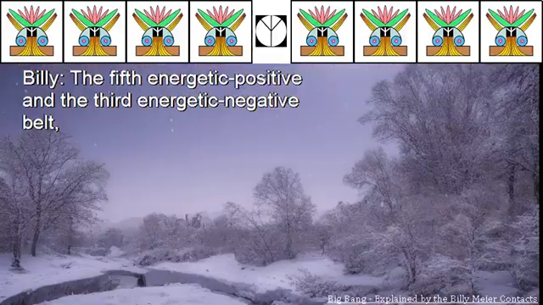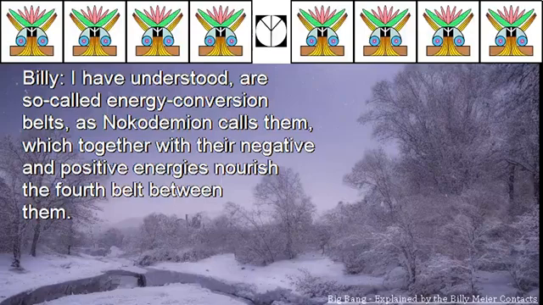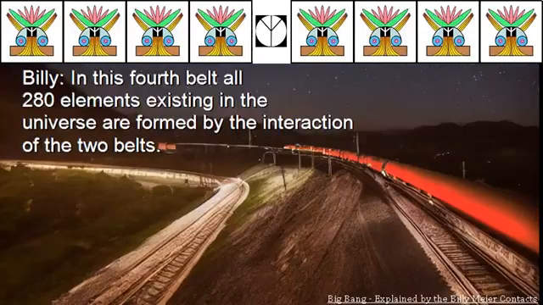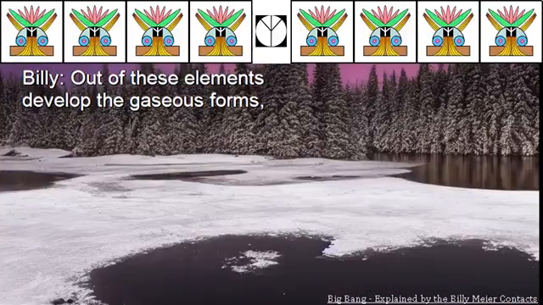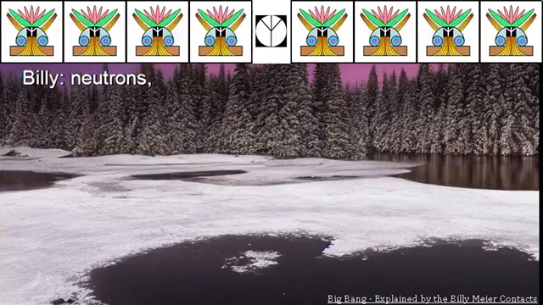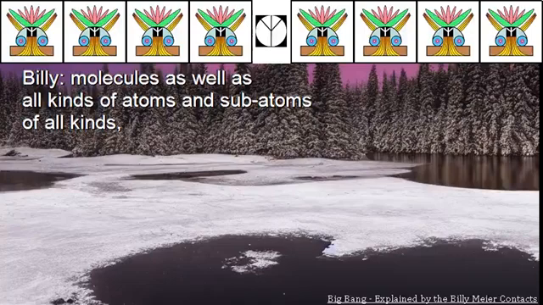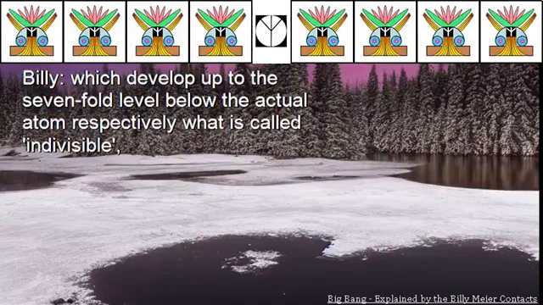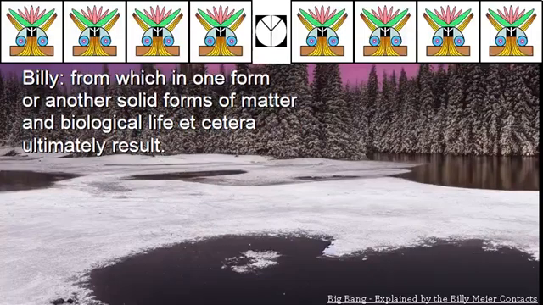The 5th energetic positive and the 3rd energetic negative belt, I have understood, are so-called energy conversion belts, as Nocademian calls them, which together with their negative and positive energies nourish the 4th belt between them. In this 4th belt, all 280 elements existing in the universe are formed by the interaction of the 2 belts. Out of these elements develop the gaseous forms: electrons, neutrons, neutrinos, protons, photons, nucleons, radiations, nebulae, molecules, as well as all kinds of atoms and subatoms of all kinds, such as quarks and what they are all called, which develop up to the 7-fold level below the actual atom, respectively, what is called indivisible, from which in one form or another solid forms of matter and biological life, etc., ultimately result.